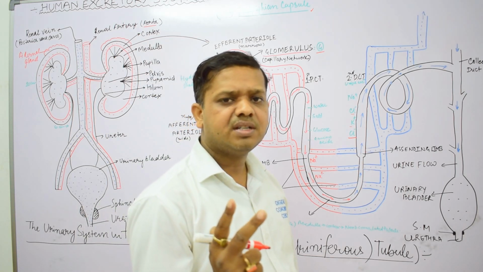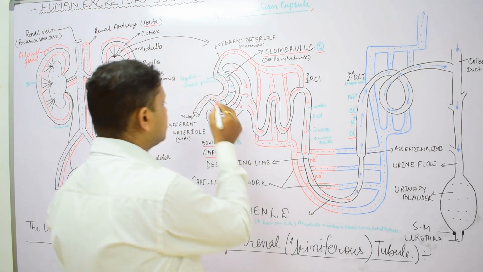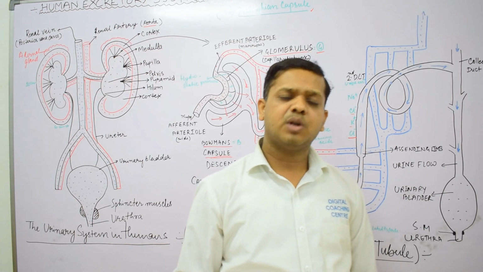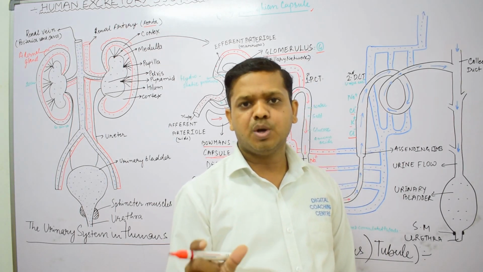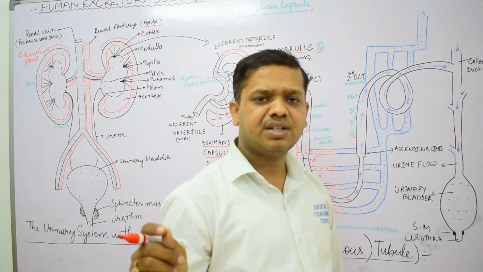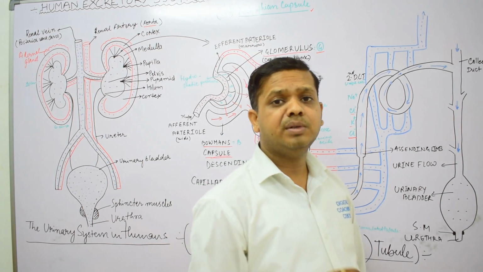The second important process in urine formation is osmoregulation. What do you mean by osmoregulation? Osmoregulation is a process which works on osmosis. What is osmosis? The movement of molecules from higher concentration to lower concentration in the presence of a semi-permeable membrane.